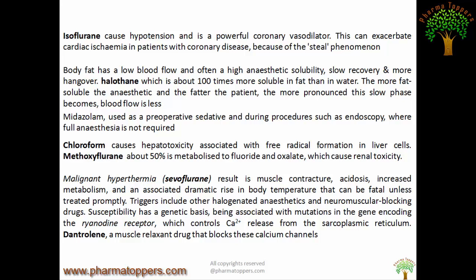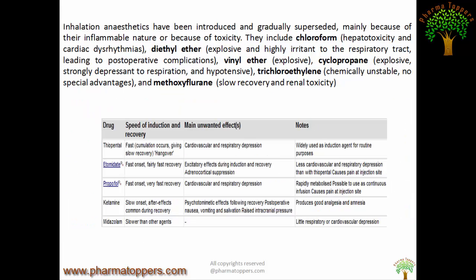So coming to the next slide, inhalation anesthetics were introduced and gradually superseded because of their flammable nature and because of their toxicity. This includes chloroform, diethyl ether, vinyl ether, cyclopropane and methoxyflurane. So the side effects are important.